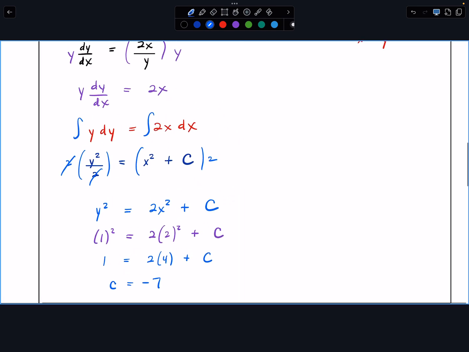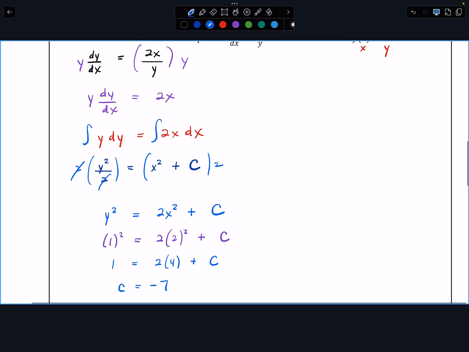Okay, so this is the weird part, and we didn't talk about this on Friday, so pay attention. We know what c is now, right? What's the last thing I need to do to get y by itself? Take the square root. So y is equal to plus or minus the square root of 2x squared minus 7. However, which one is it?